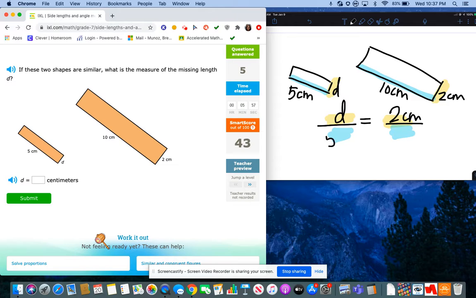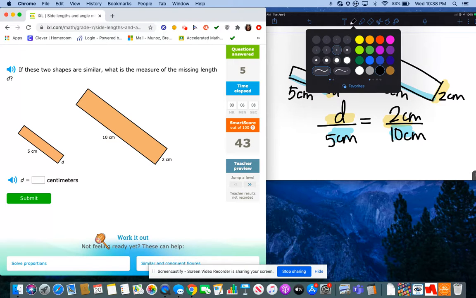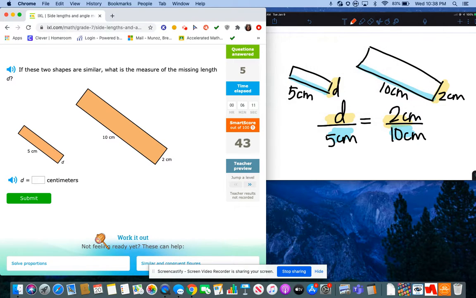5 centimeters is corresponding to 10 centimeters. So if I find a relationship here, I would say, well, I see that I can go 10 divided by 2 gives us 5. So 2 divided by 2 will give us D equal to 1, right? So we type in 1, right? There.